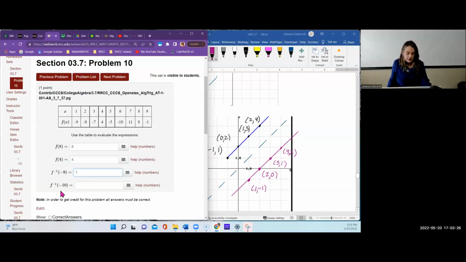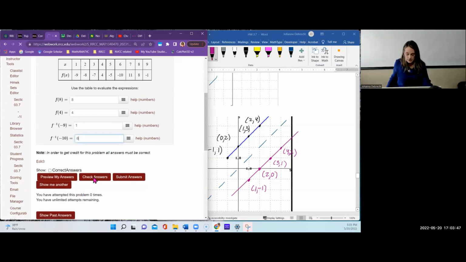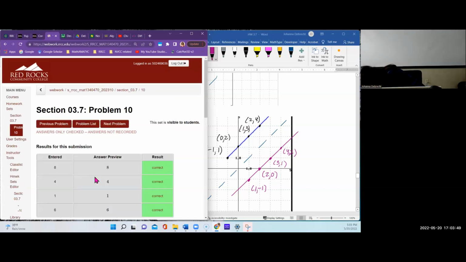Now let's look at F inverse of -10. Again, this is the X value on the inverse, which is the Y value on F. Find -10, which is here. Now find the X value that goes with it, 6, which becomes the Y value for the inverse. And check your answers.